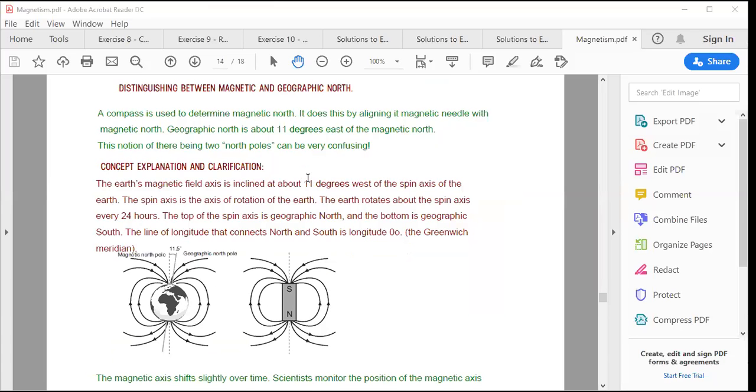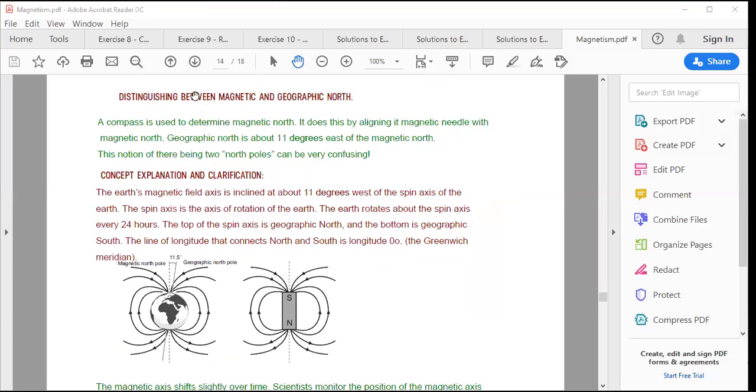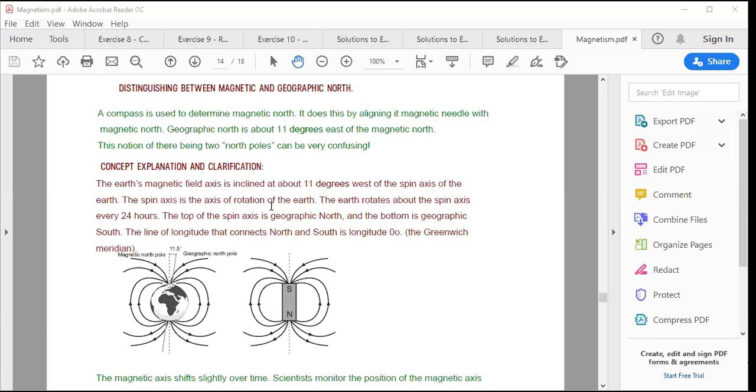Distinguishing between magnetic and geographic north. A compass is used to determine magnetic north. It does this by aligning its magnetic needle with the magnetic north. Geographic north is about 11 degrees east of the magnetic north. This notion of there being two north poles can also be a bit confusing. You need to understand which one we're talking about, geographic or magnetic.